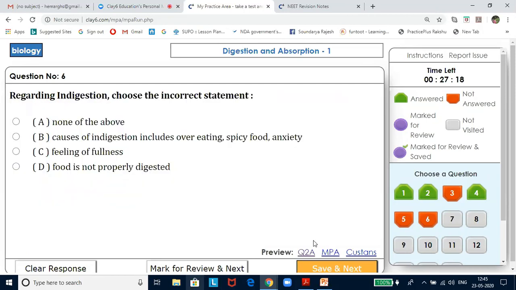Regarding indigestion, choose the correct statement. Causes of indigestion include overeating, spicy food, anxiety, feeling of fullness, food is not properly digested. So all the three are correct. It is as choose the incorrect statement. So none of the above is incorrect.